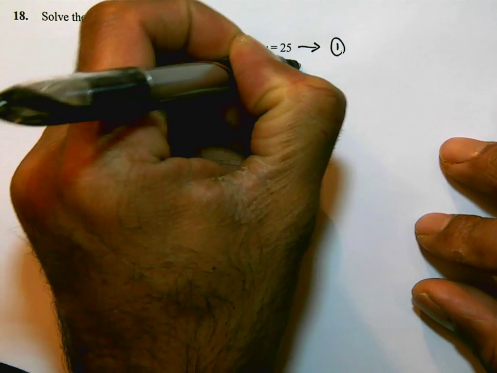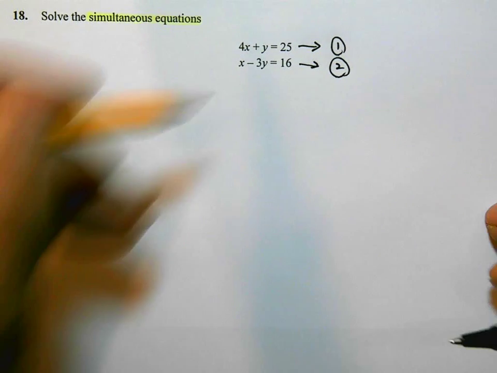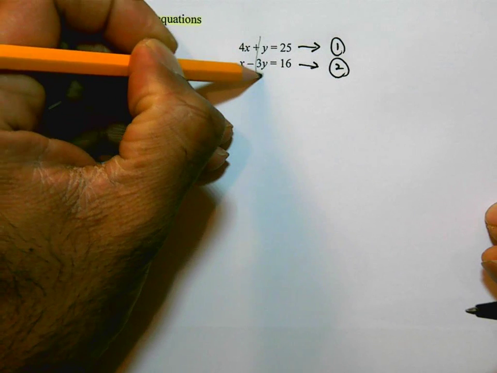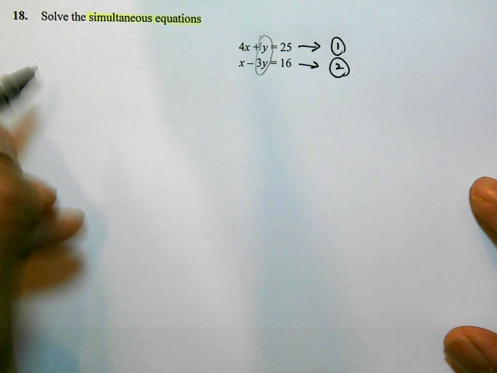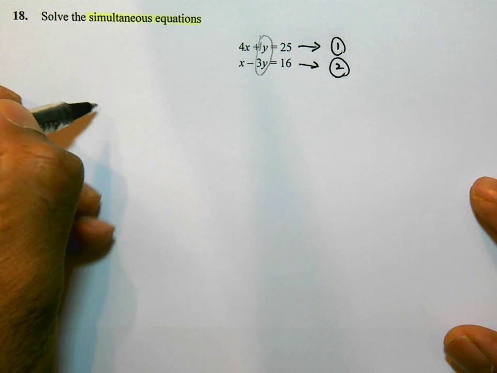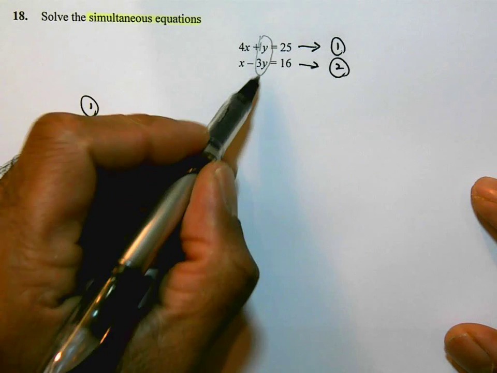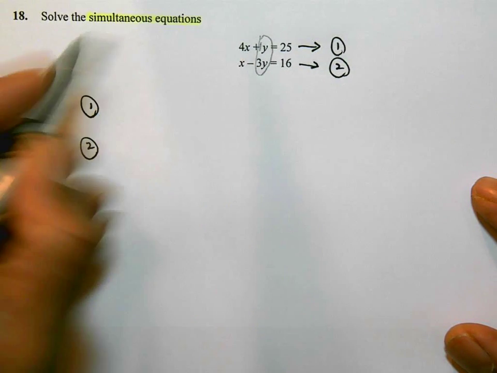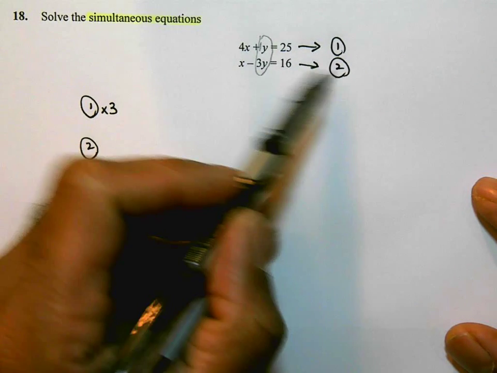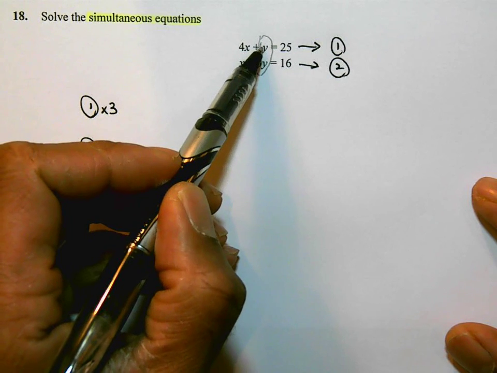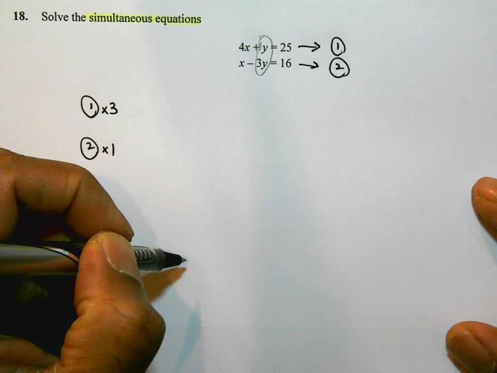So I'm going to call that equation 1. I'm going to call that equation 2. I'm going to focus on the y's. Okay, so over here I have 1y and I have 3y. If we follow the method that you should have learned, I'm going to times equation 1 by the number in front of y in equation 2, which is 3, and I'm going to times equation 2 by the number in front of y in equation 1, which in this case is 1 and wouldn't make any difference at all. So let's see what happens.